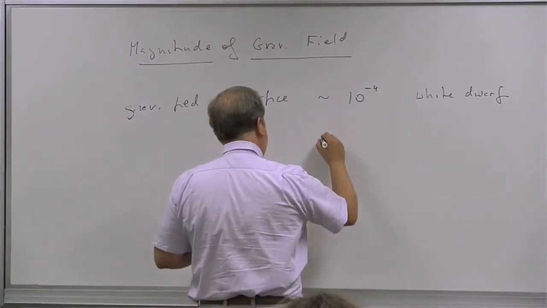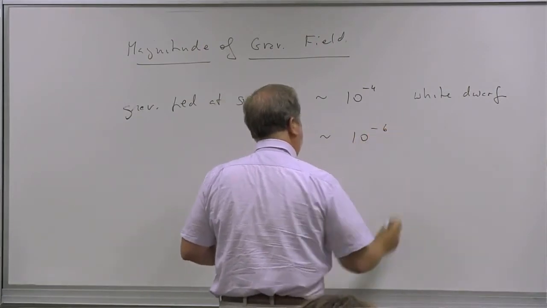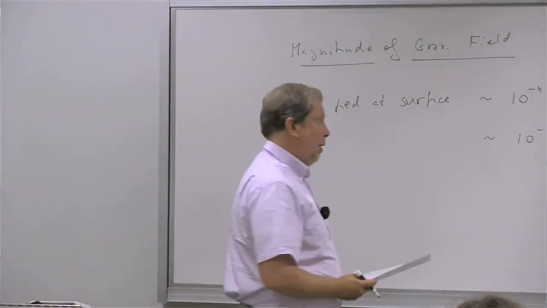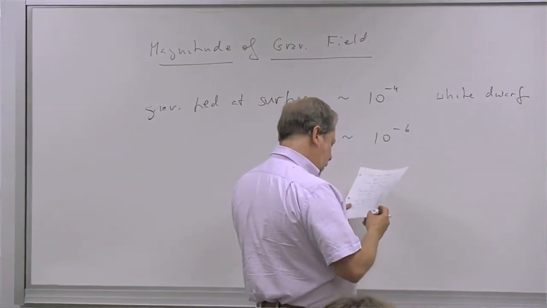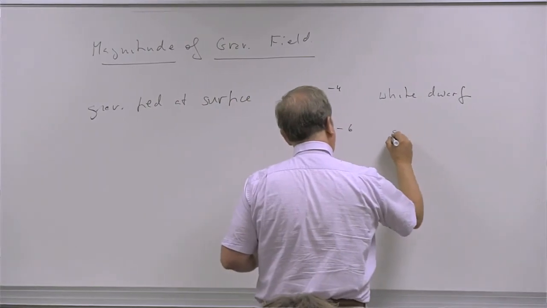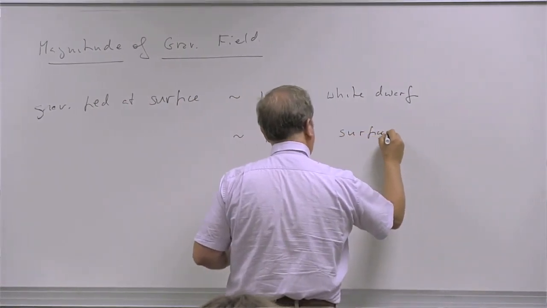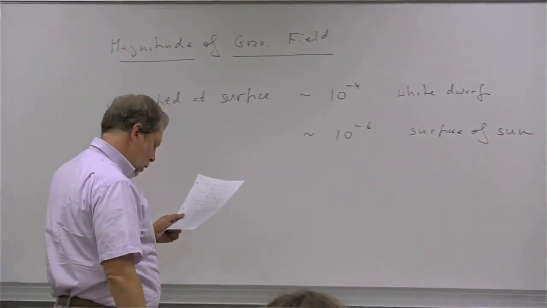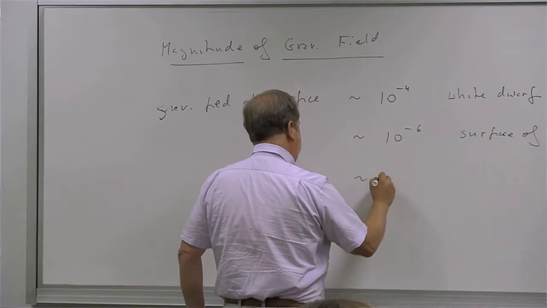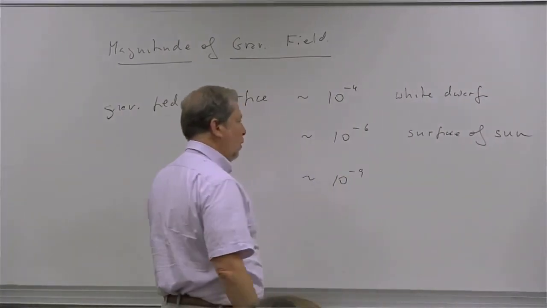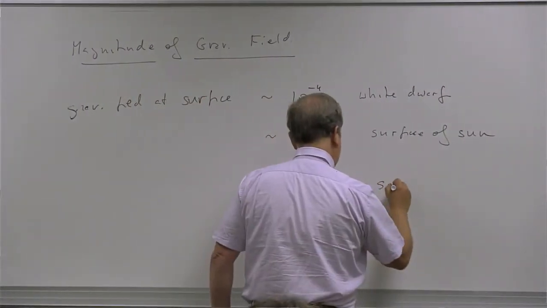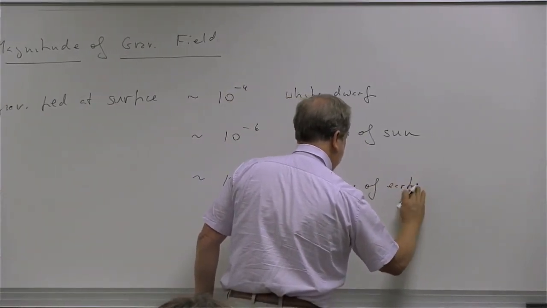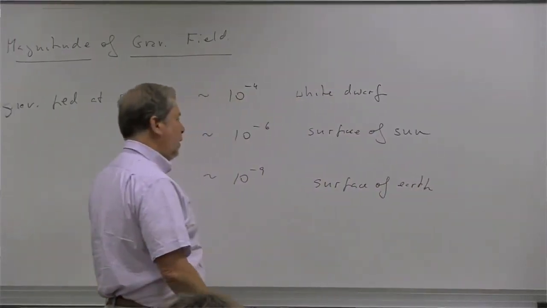And then if we look at the sun, well, the sun is just about as massive as a white dwarf, but much bigger. So on the surface of the sun, it is about 10 to the minus 6. And by the time you get to the surface of the Earth, it's down by another 3 orders of magnitude. The surface of the Earth is 10 to the minus 9.